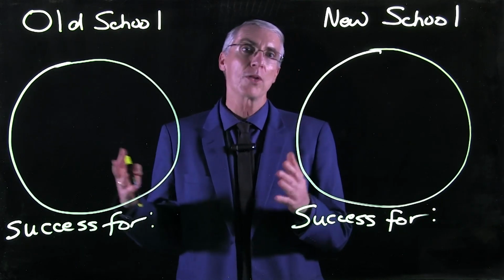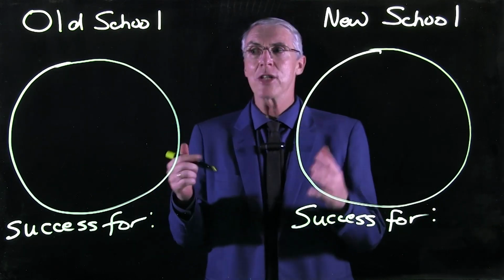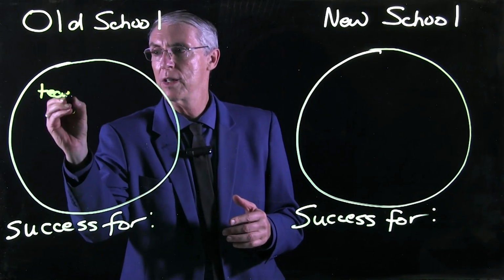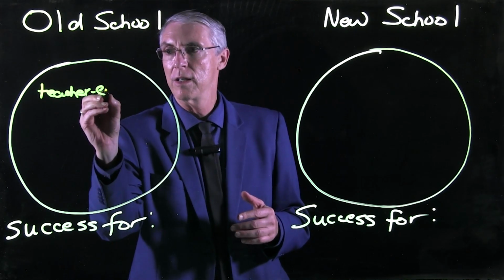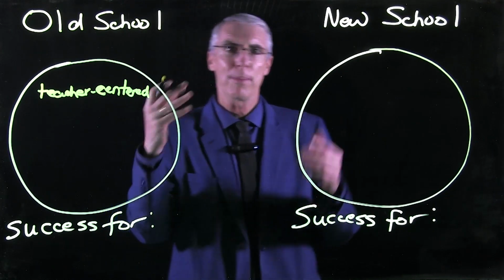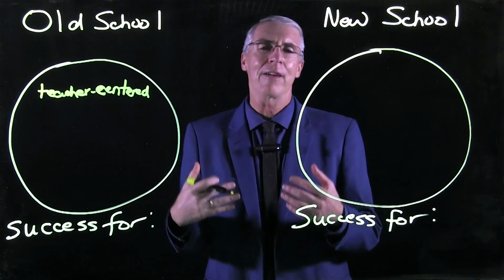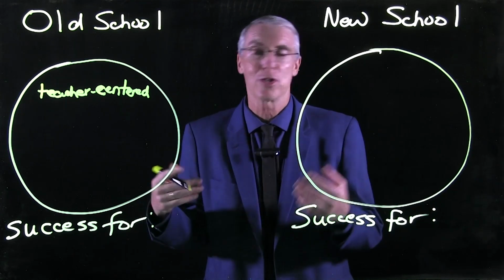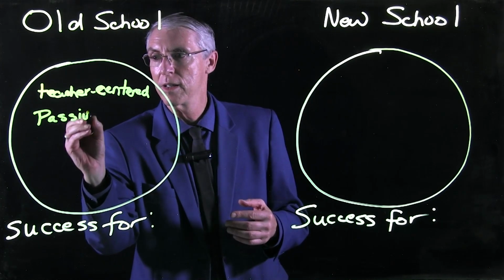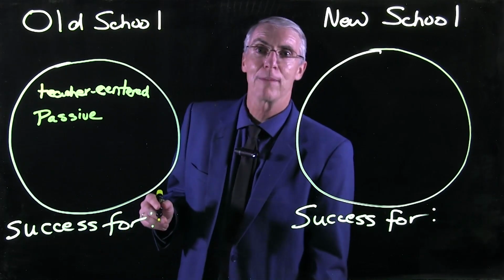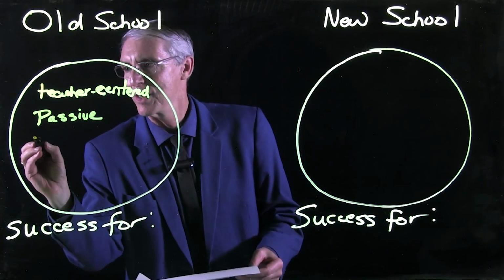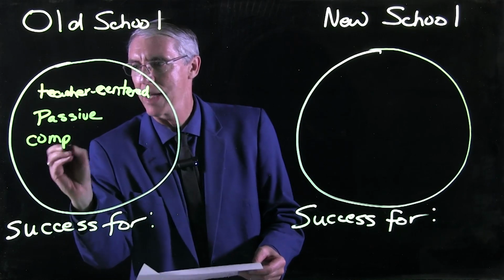So old school, where most of us have come from, the first major distinction of old school is that they are teacher-centered. Teacher-centeredness is the opportunity for schools to really be focused on the behaviors of teachers, the plans that they have, and the opportunities for teachers to talk and for students to listen. That leads to students being passive. So teacher-centered and passivity are two of the most important features of old school that most of us have come from.